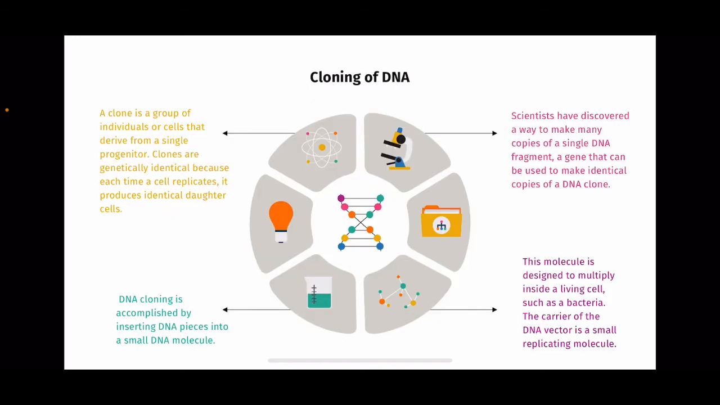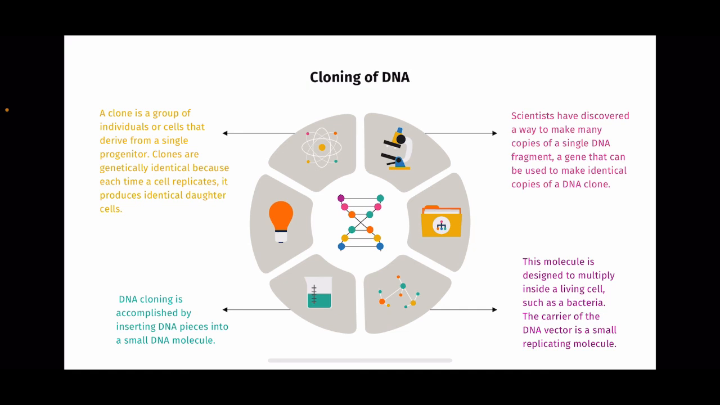At last, DNA cloning. A clone is a cluster of individual entities or cells that are descended from one progenitor. Clones are genetically identical as the cell simply replicates, producing identical daughter cells every time. Scientists are able to generate multiple copies of a single fragment of DNA, a gene, which can be used to create identical copies constituting a DNA clone.